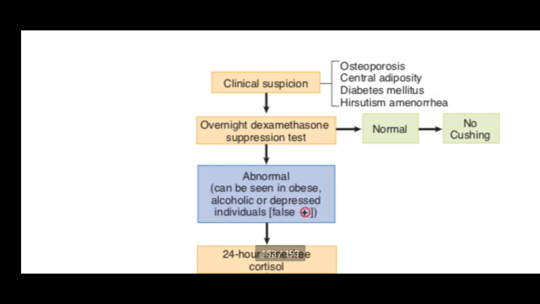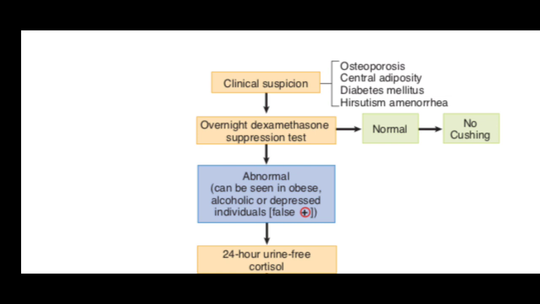Okay, what is the algorithm for diagnosis of Cushing syndrome? First of all, there should be a clinical suspicion based on history and examination, which is osteoporosis, central adiposity, diabetes mellitus, hirsutism, or amenorrhea. The first test should be the overnight or low dose dexamethasone suppression test. If it is normal, that is, dexamethasone suppresses cortisol, then there is no Cushing syndrome.